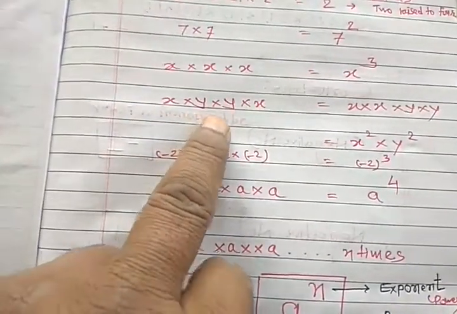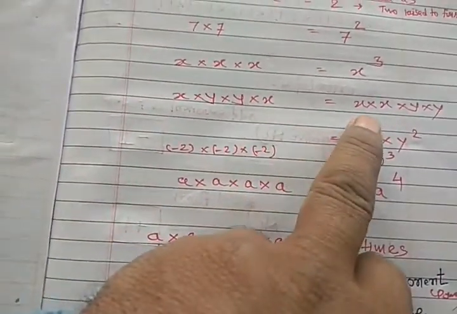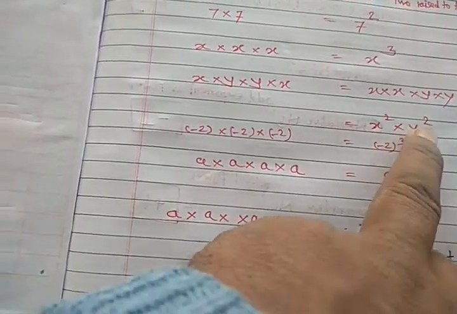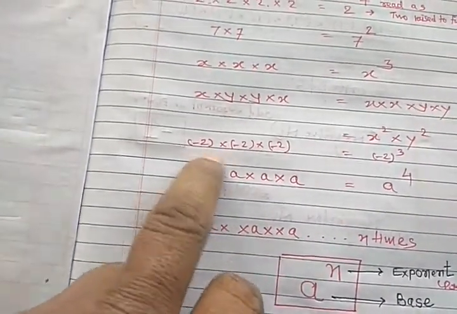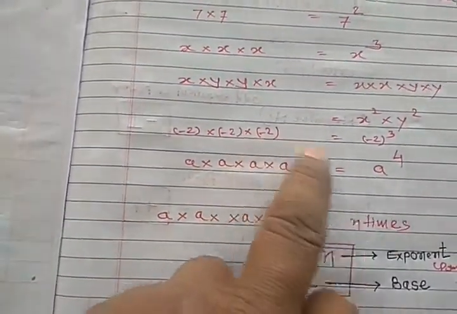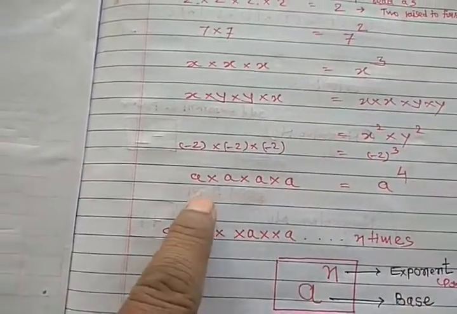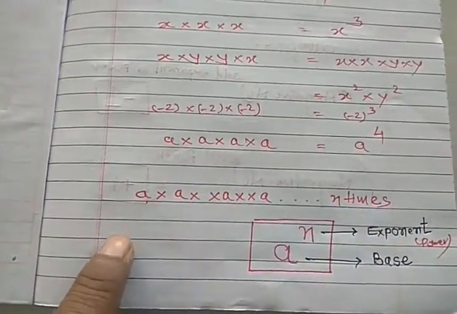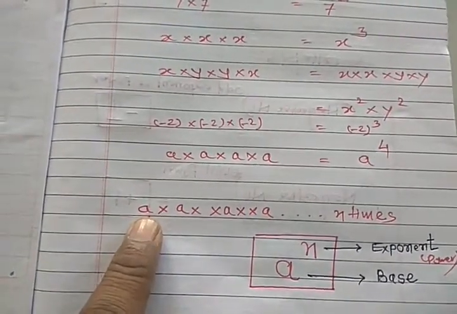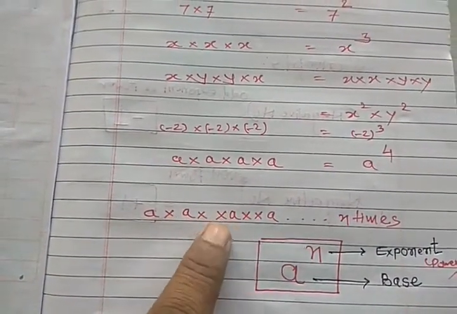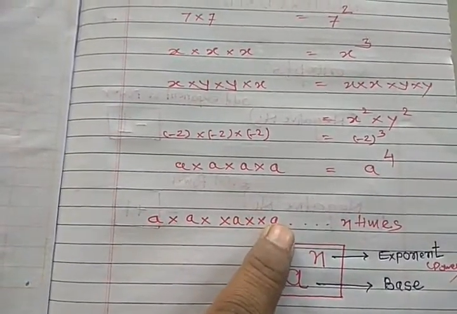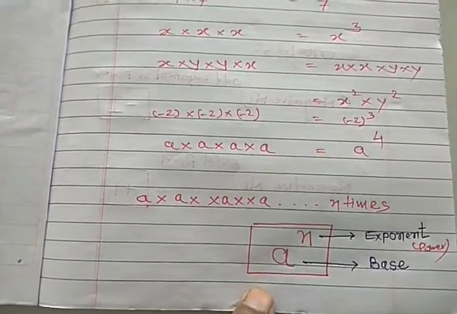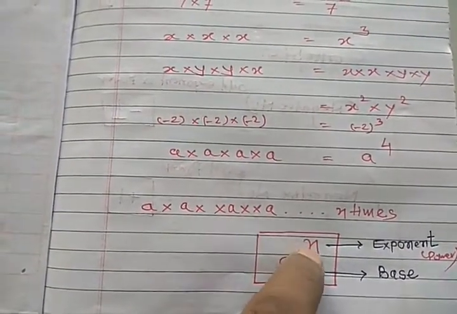x multiplied by y multiplied by y multiplied by x means x multiplied by x, y multiplied by y, so x raised to 2, y raised to 2. Minus 2 multiplied by minus 2 multiplied by minus 2 means minus 2 raised to 3. a multiplied by a multiplied by a multiplied by a means a raised to 4. So in general, a multiplied by a multiplied by a, n times, we get a raised to n.